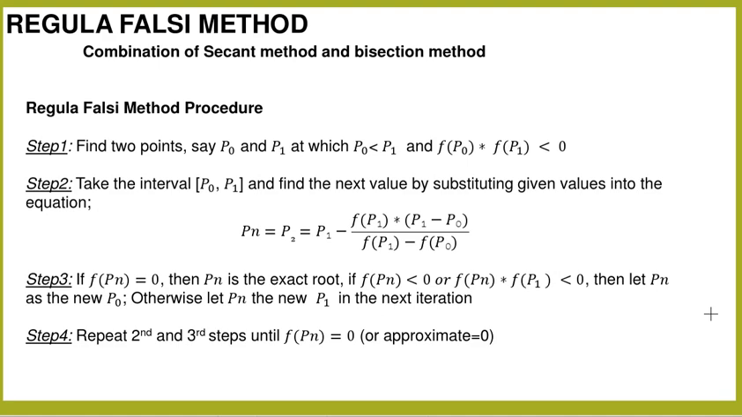So regula falsi method is actually a combination of secant method and bisection method. So if you will be noticing here, yung sa procedure, yung first part is actually a secant method. And then yung sa step 3 and 4 is nakuha natin siya sa bisection method. Okay. So, to solve for the root of nonlinear equation using regula falsi, first is we have to find 2 points, yung P0 and P1.